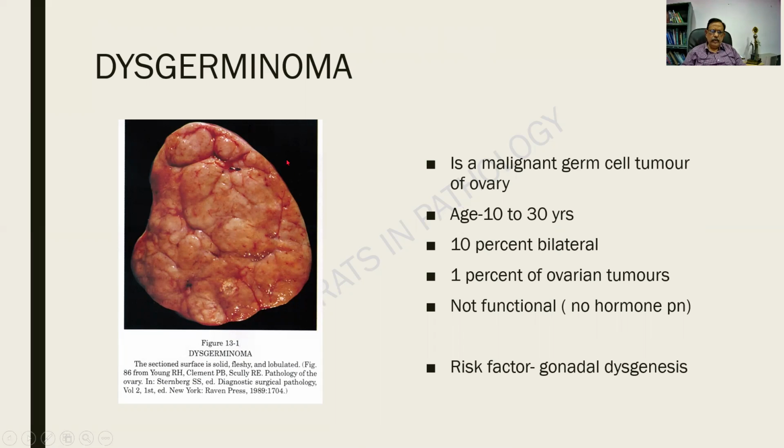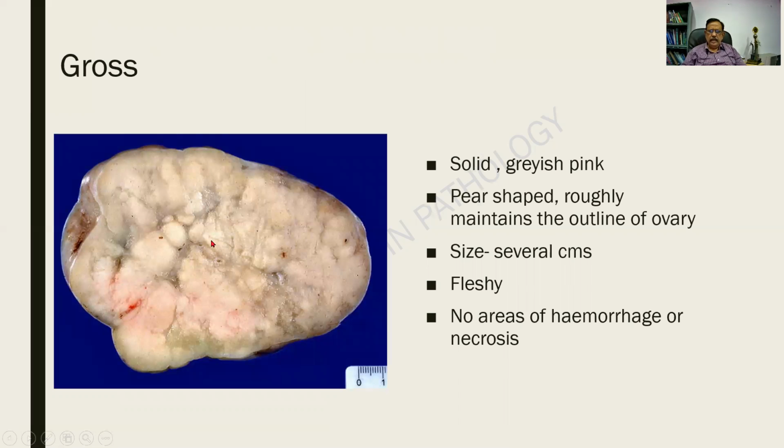So this is a tumor over here. The ovarian outline is maintained. It is solid, and the cut surface, it appears lobulated. Another picture. It is pear-shaped or ovoid, and then the ovarian outline is somewhat maintained, solid, grayish-white. It can measure several centimeters, and it is soft and fleshy. No prominent areas of necrosis or hemorrhage.